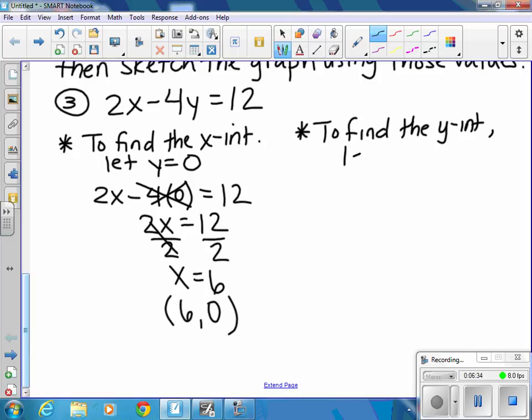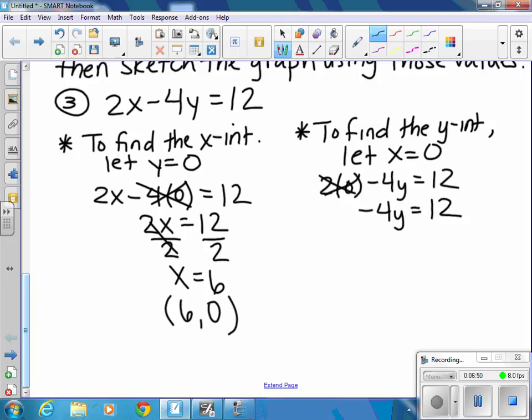We're going to let x equal 0 this time. Same equation, but this time the x turns to 0 and the y stays. So we have 2 times 0 minus 4y equals 12. Again, 2 times 0 turns into 0, so pretty much it goes out of the problem. You have negative 4y equals 12. Solve it by dividing by negative 4, and you get y equals negative 3.